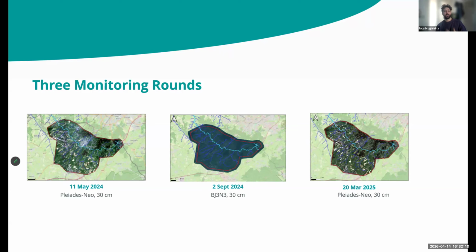source in the beginning. Then in September, due to some unavailability of Pleiades Neo, the team moved to the BG3 and N3, which is basically the same. It still has a high resolution of 30 centimeters, but it's slightly different, which is not so bad because then we moved the model from working on only one type of data to two different types of data, making it more flexible and able to generalize. And this also helped to identify and reclassify some of the categories that were found.